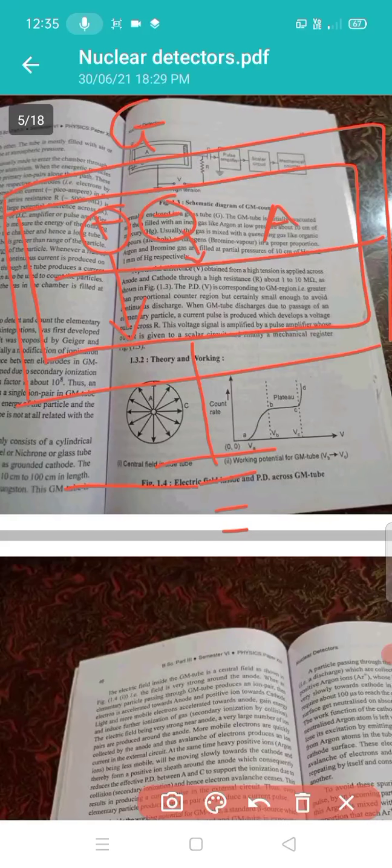The electrons are attracted or accelerated towards the anode and the positive ions towards the cathode. Light and more mobile electrons are accelerated towards the anode, and the positive ions towards the cathode.